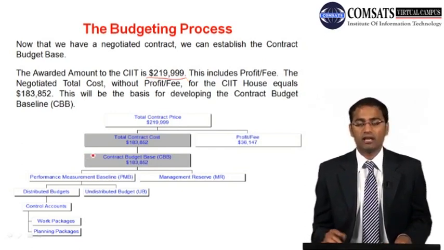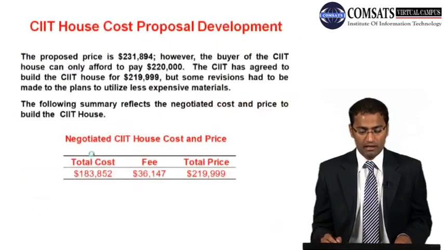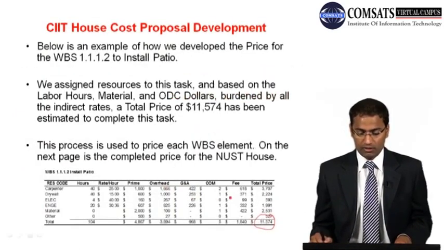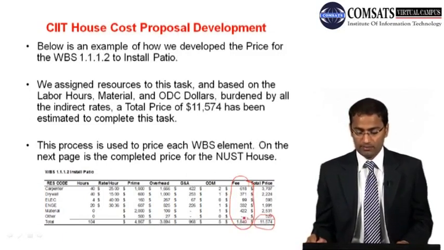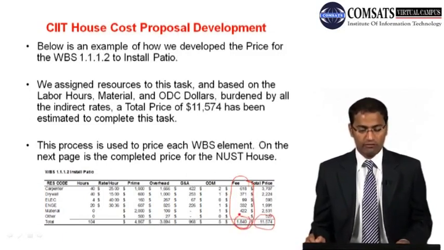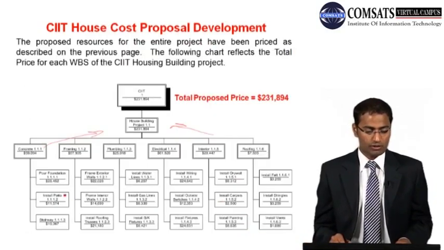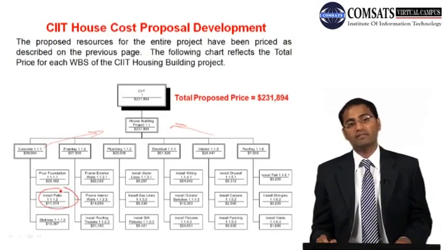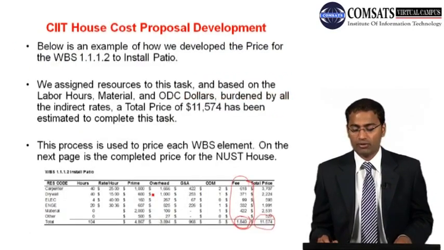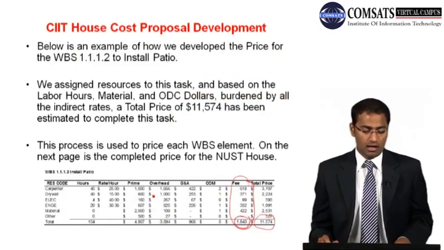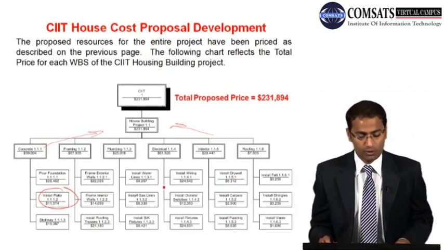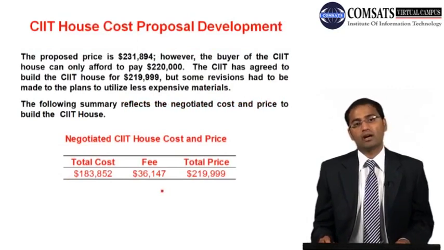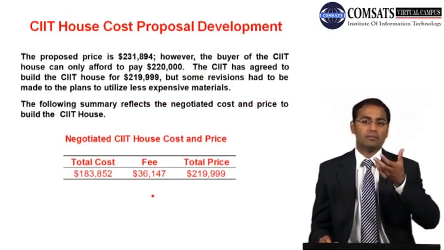Now, I was asking where this is coming from. So if you go back and have this slide over there, you are having this much fee for one work package. 1840 was the fee for install patio. So 11,574 was having that profit of 1840. But now as the cost has been reduced, or the price has been reduced, the fees will be automatically reduced.